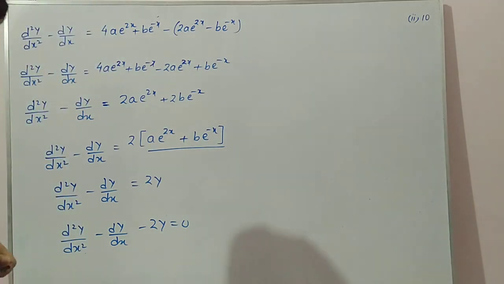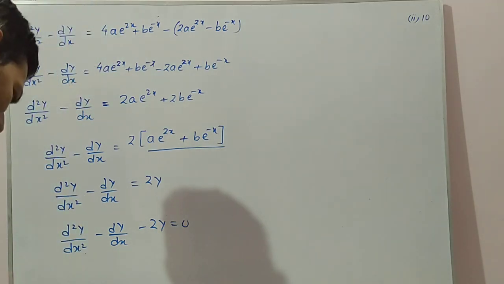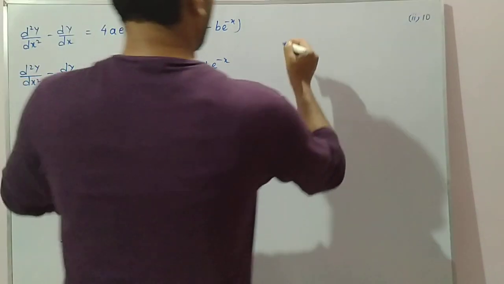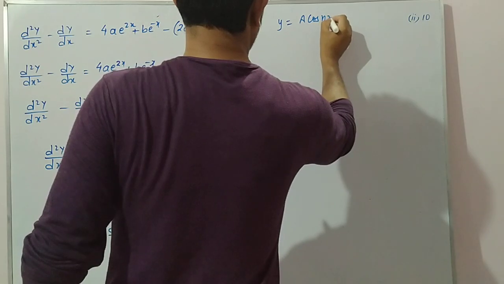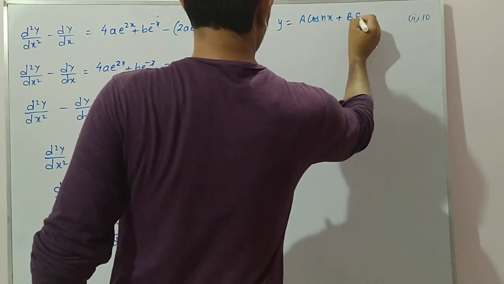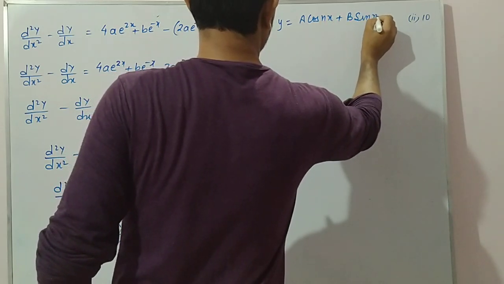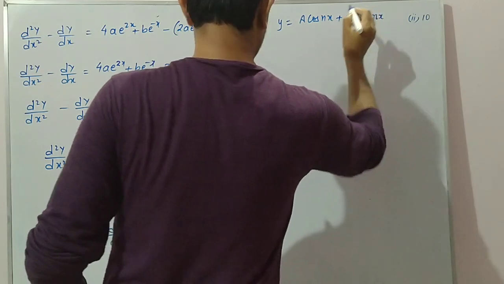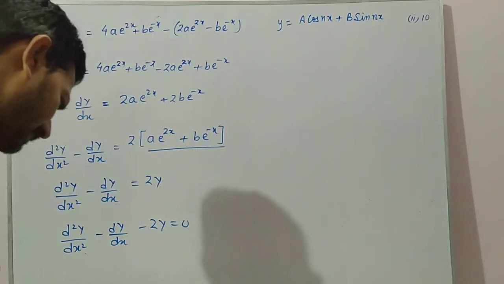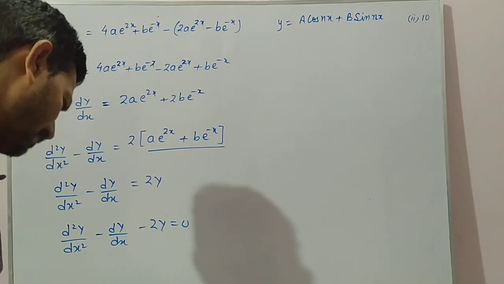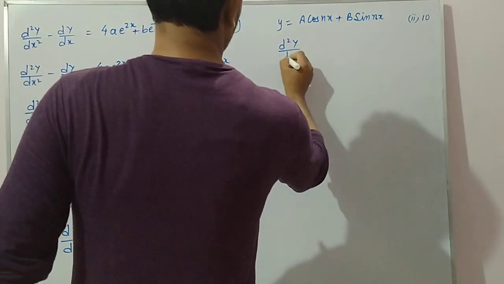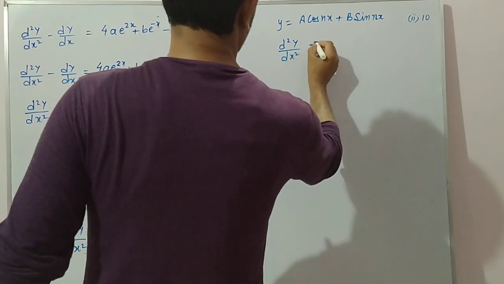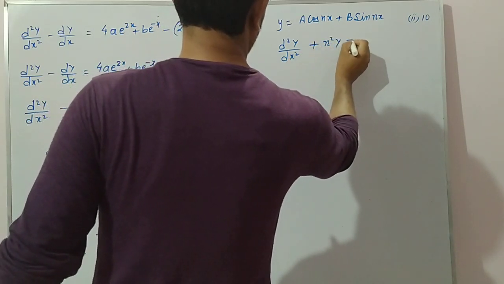In exercise 10 number 2 it is given that y equals a cos nx plus b sin nx, so that d2y by dx square plus n square y equals 0.